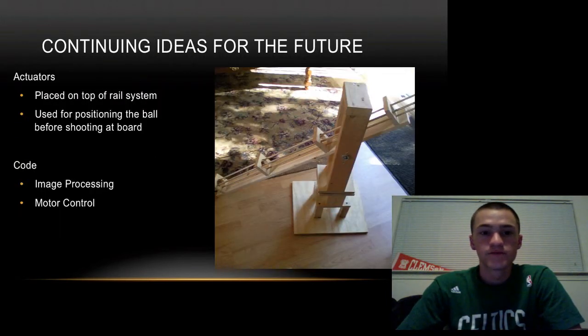And then basically the ideas that we haven't implemented yet are putting actuators on top of the railing system for the robot, and basically these actuators will be placed in positions so that we can send voltage to the actuator and have a ping pong ball go to the actuator, and then once we're ready to shoot it, lift the voltage off the actuator, which releases the ball from a specific position. Also, we need to implement the code for the image processing as well as the motor control whenever we find the motors and get them implemented with the robot itself.